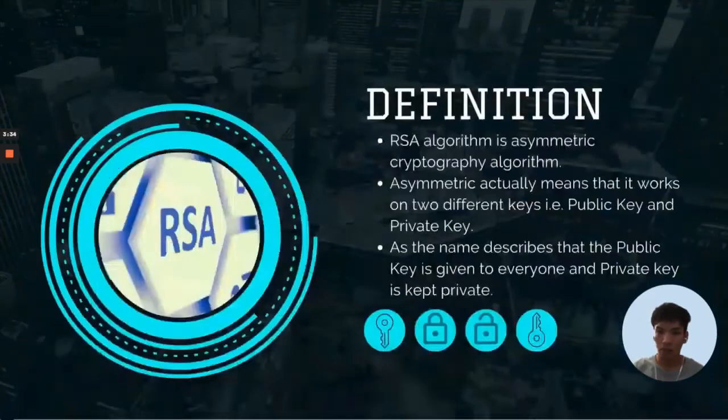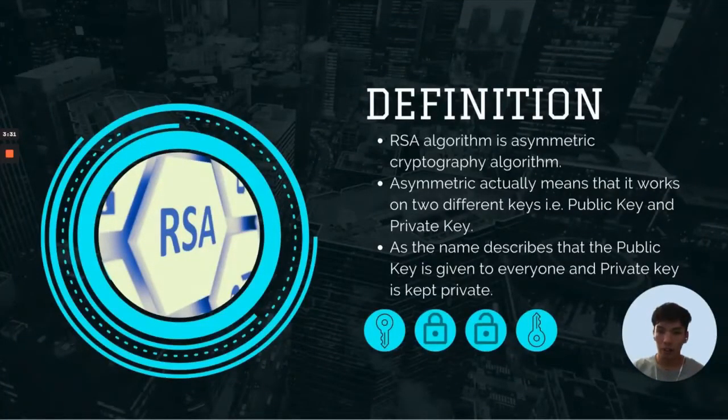First, what is RSA? The RSA algorithm is an asymmetric cryptography algorithm. There are two different keys used in asymmetric encryption: the public key and the private key. As the name describes, the public key is given to everyone and the private key is kept private. The public key is used for encrypting the data and the private key is used for decrypting the data.